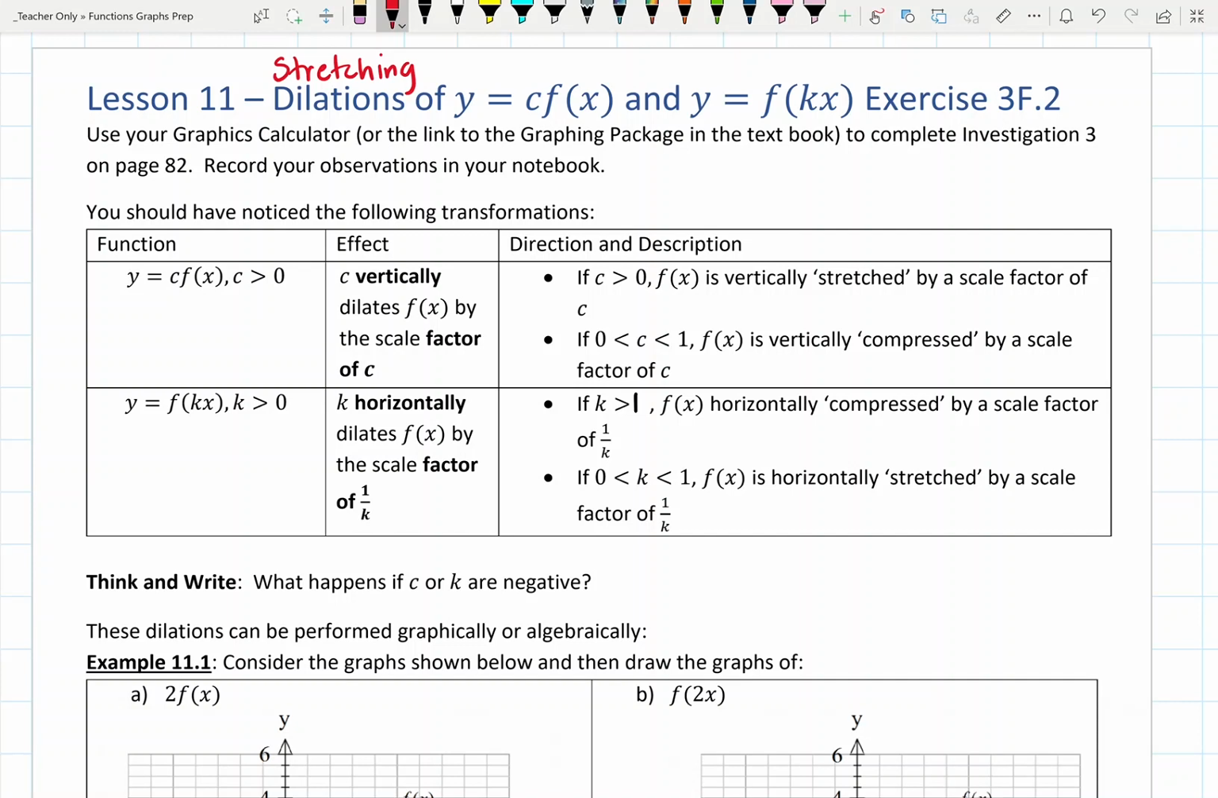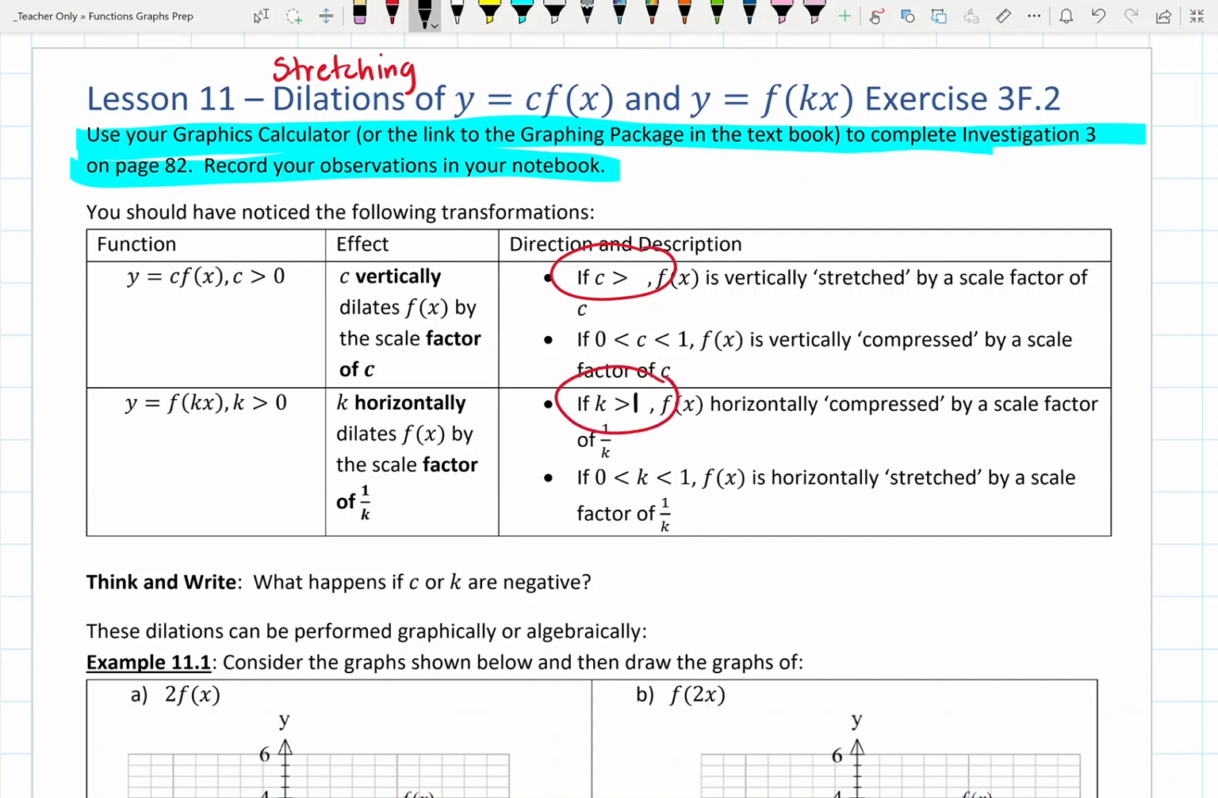Before we go any further though, can you please make sure that you've done the graphics calculator investigation on page 82 and that you've written your observations down in your book. And one more small thing, in these two little boxes here, I've already changed the bottom one, you've got c is greater than 0 and k is greater than 0. It should be c is greater than 1 and k is greater than 1. So can you please make that change?